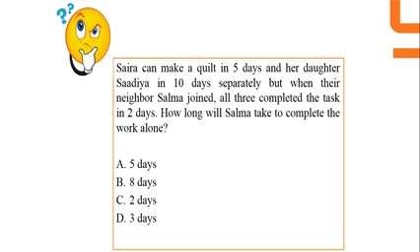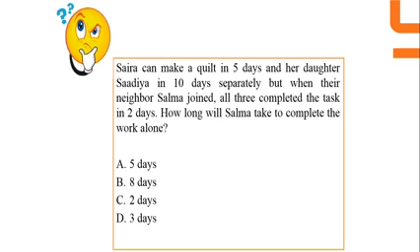Sarah can make a quilt in 5 days and her daughter Sadia in 10 days separately, but when their neighbor Salma joined, all three completed the task in 2 days. How long will Salma take to complete the work alone? The answer options are A. 5 days, B. 8 days, C. 2 days, and D. 3 days.